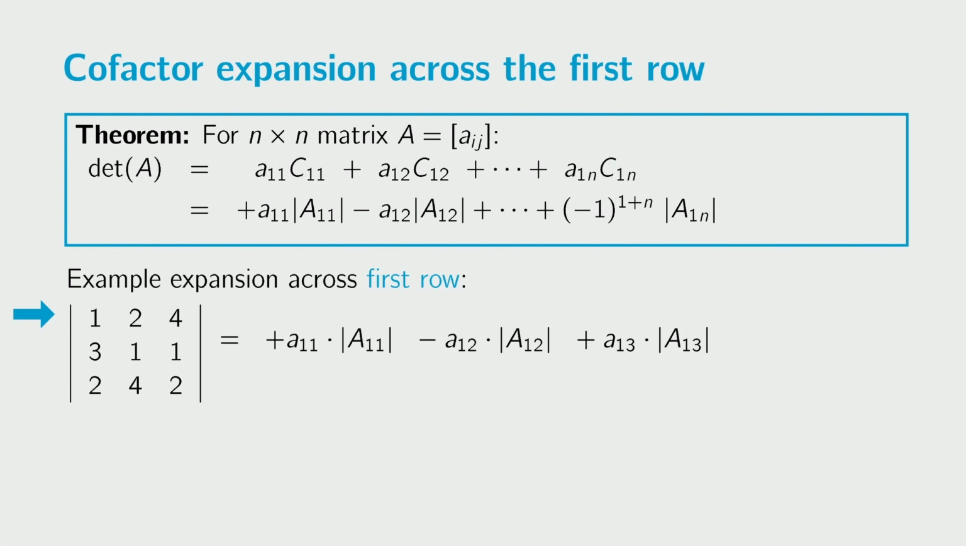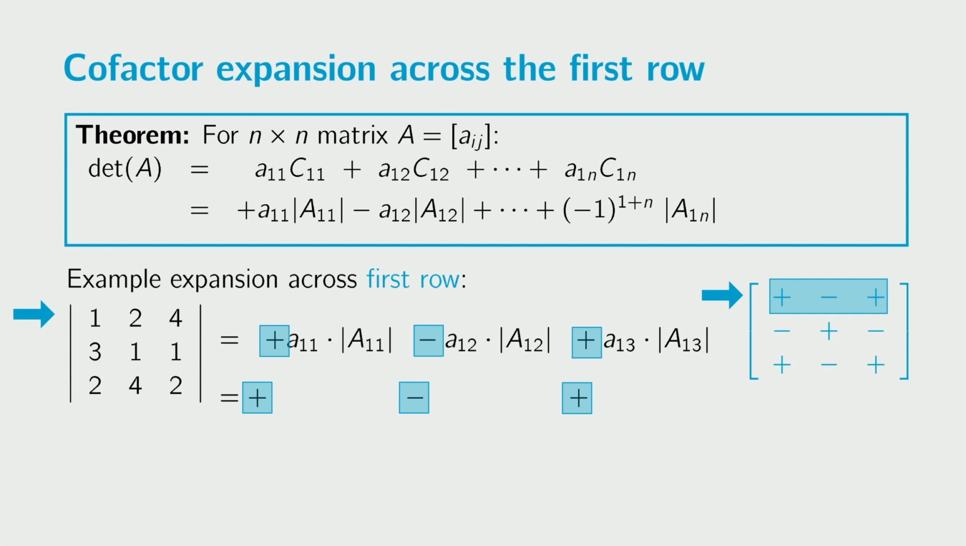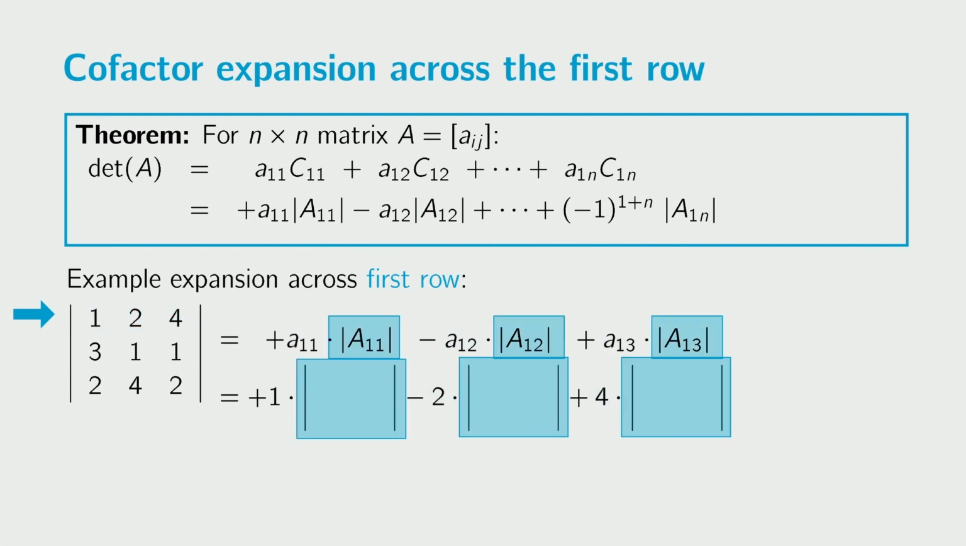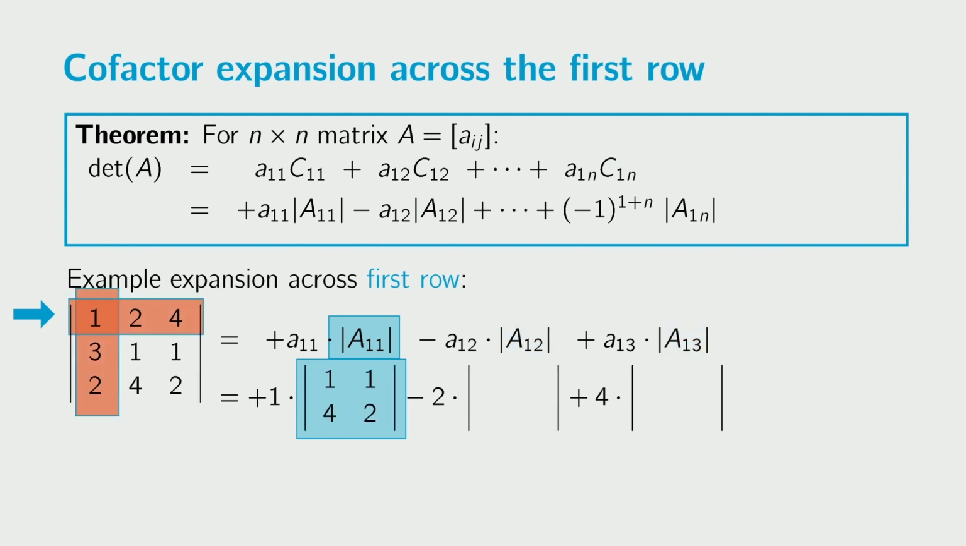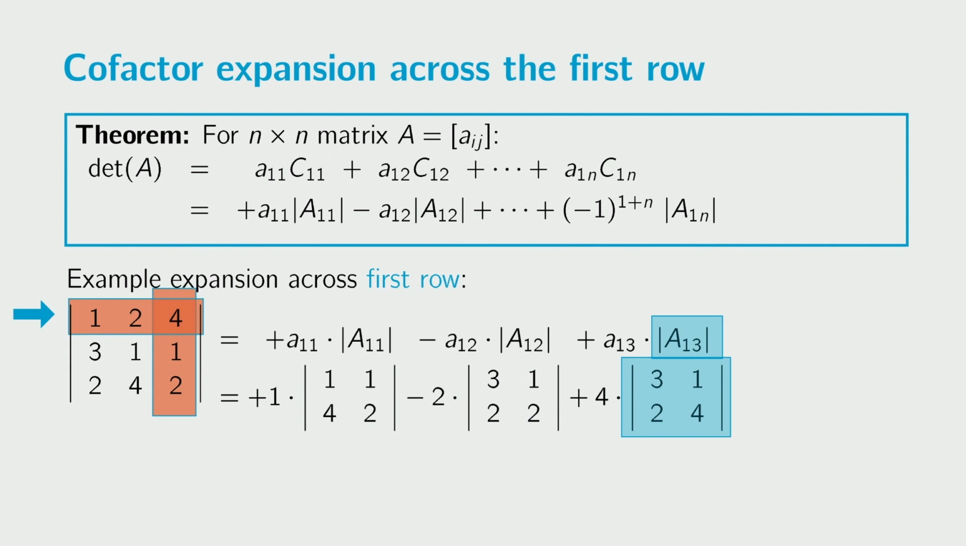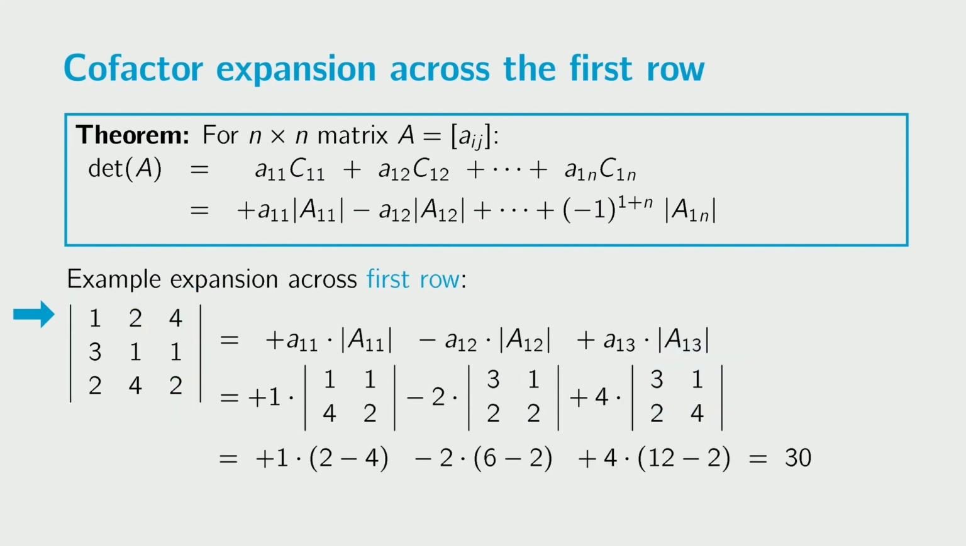Here's an example. The 3 by 3 determinant is expanded into 3 terms. Each term has a sign according to the checkerboard pattern. Each term has an element of the first row of A. And each term has a determinant of a submatrix. The first determinant is of submatrix A11. The second of submatrix A12. And this is the third one. The 3 by 3 determinant has been expanded into 2 by 2 determinants, which can be readily calculated. So the determinant of this matrix is 30.